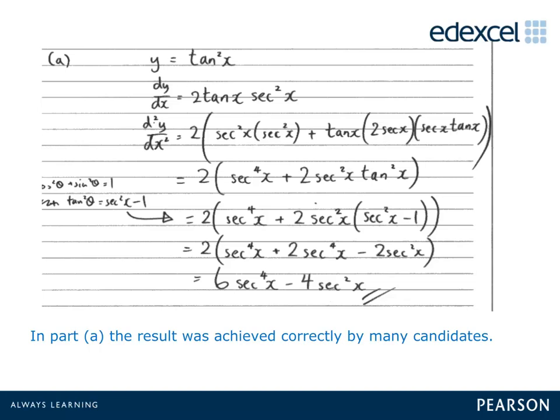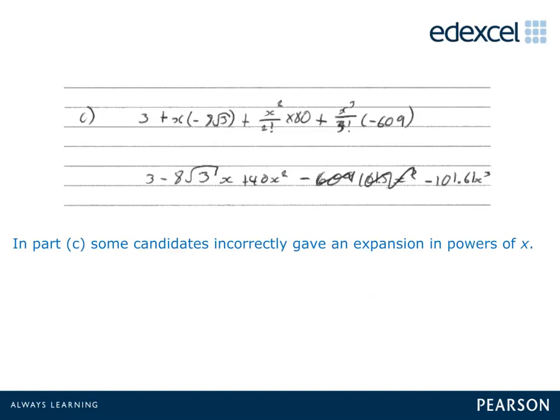In Part A, the result was achieved correctly by many candidates. In Part C, some candidates incorrectly gave an expansion in powers of x.